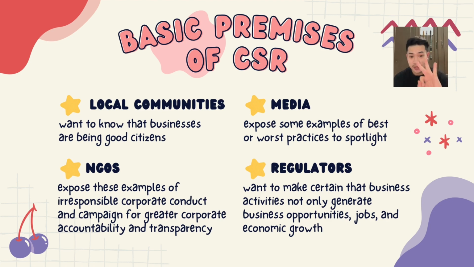Number three, NGOs, non-government organizations. They expose irresponsible corporate behavior and push for more transparency and accountability. Number four, regulators. They aim to ensure the business contributes positively to society while following the laws and ethical standards.